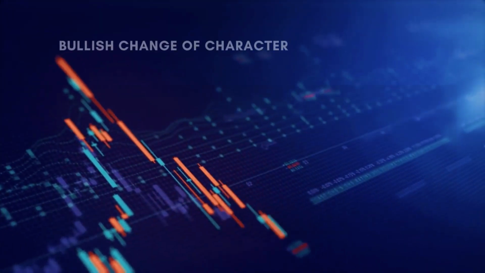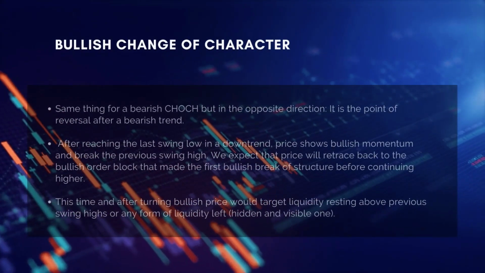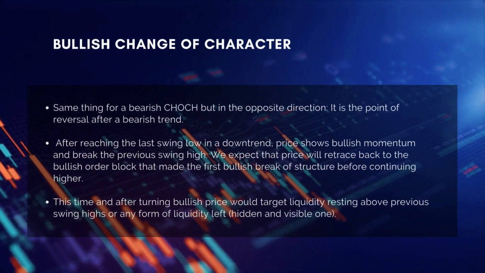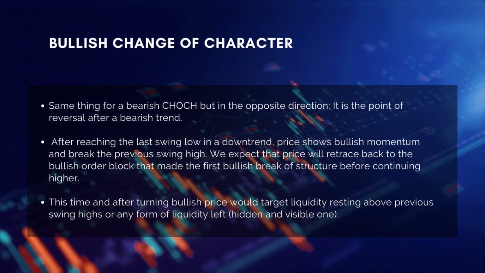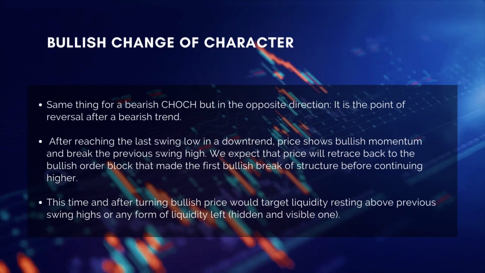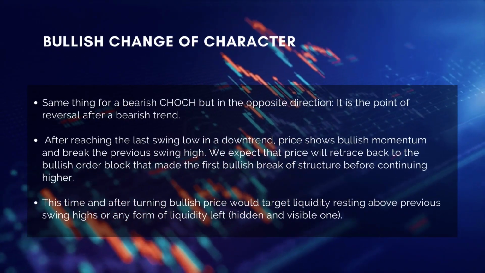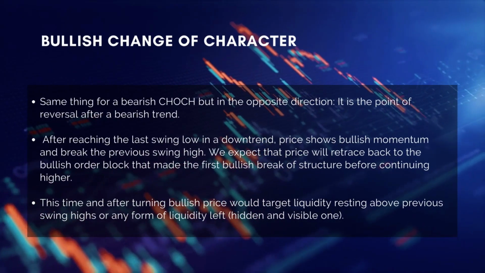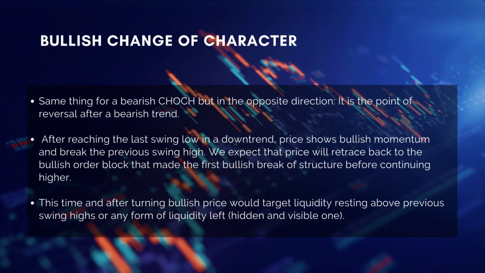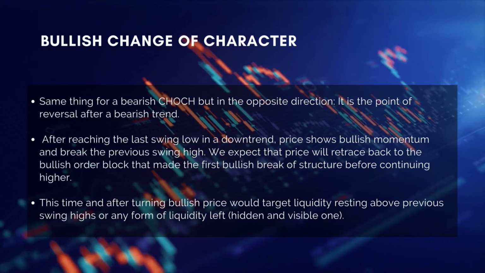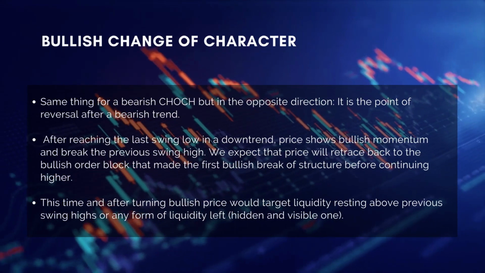Same thing for the bullish change of character, but in the opposite direction. It is the point of reversal after a bearish trend. After reaching the last swing low in a downtrend, price shows bullish momentum and breaks the previous swing high. We expect that price will retrace back to the bullish order block that made the first bullish break of structure before continuing higher. Liquidity is a magnet for price, right?